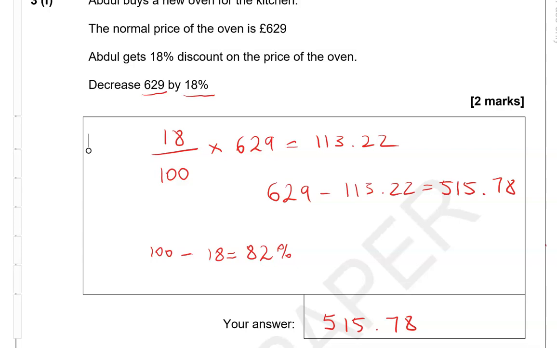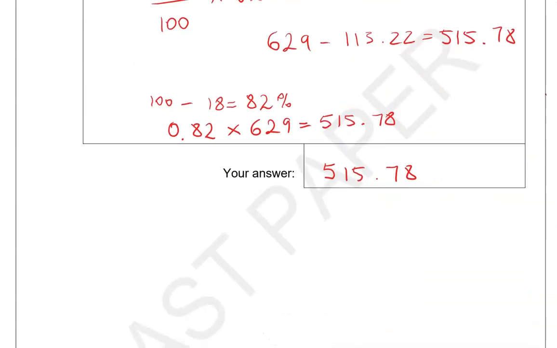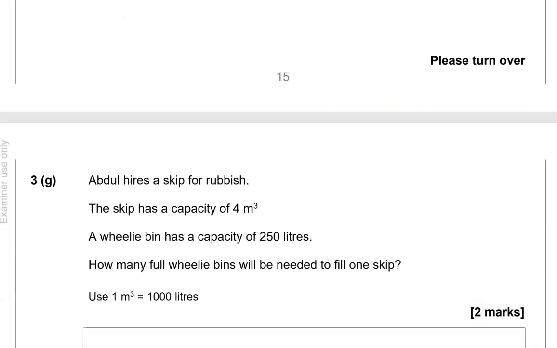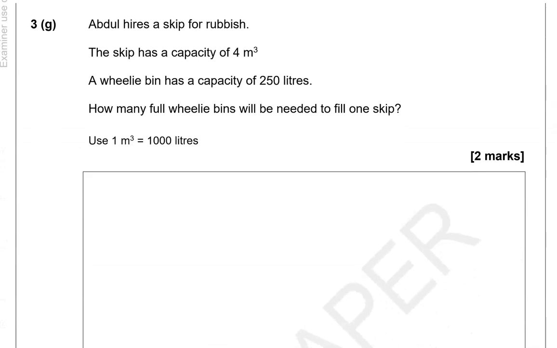So 82% as a decimal, that is 0.82 of 629. So using this in the calculator, we get the same answer. So 515.78. So it's just another way, which is really useful to know, and it's going to help you in the exam. And it really links nicely with that compound interest method that we looked at earlier. It's called the multiplier method, by the way.